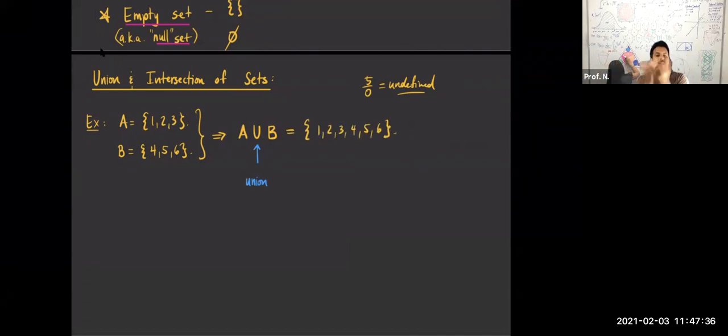It kind of feels natural to do this, right? 1, 2, 3, 4, 5, 6, just put them all together. So the union of sets includes everything that is in both sets. That's it. That's the union.